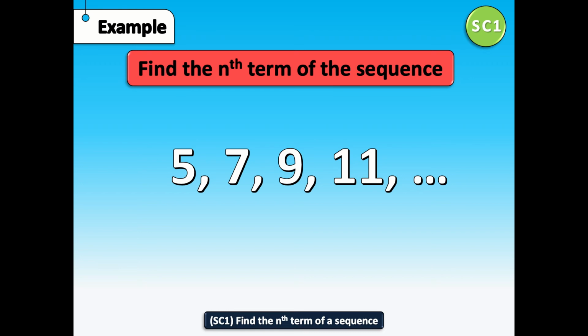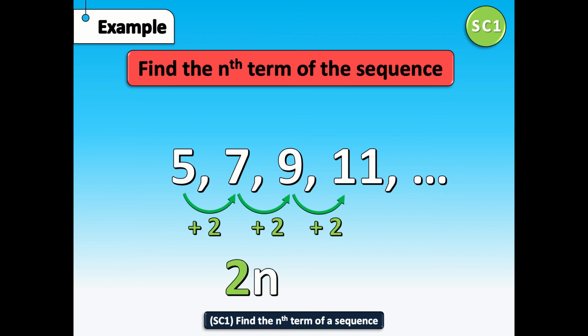So we want to find the nth term of this sequence. First of all, find out what it's going up in. So this one's going up in 2's. So that means the nth term starts with 2n. Then find the term that would go before the first term. So this is sometimes called the 0th term, which would be 3. Now that's positive 3, not negative 3. So we put plus 3 on the end of the nth term. So the nth term of this sequence is 2n plus 3.